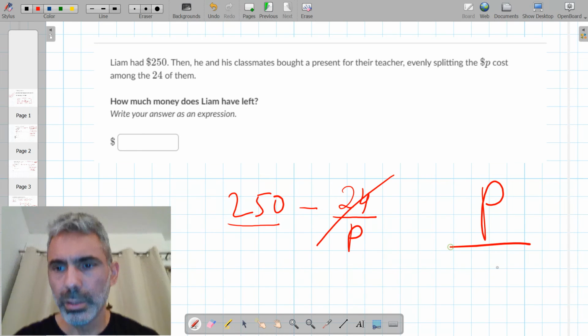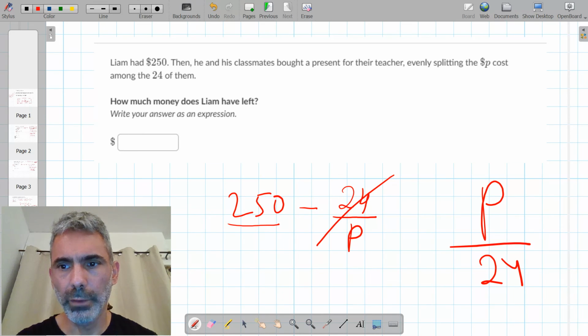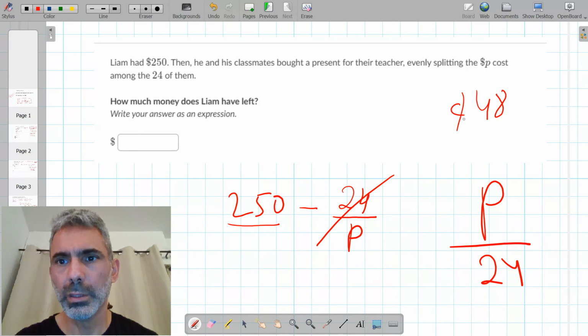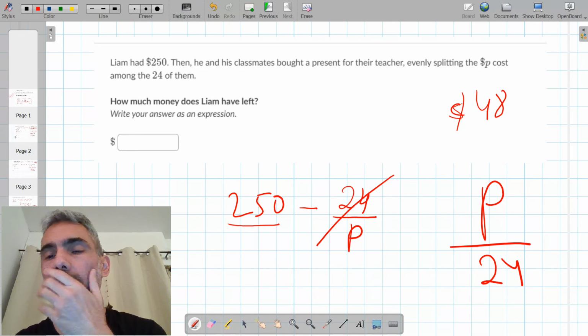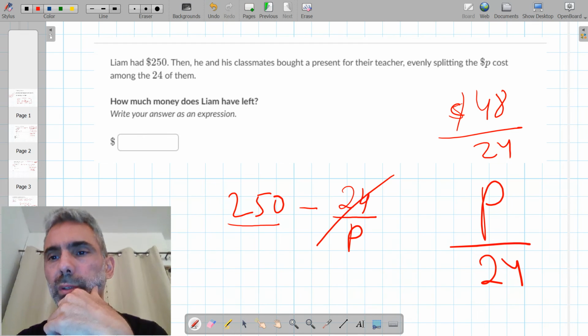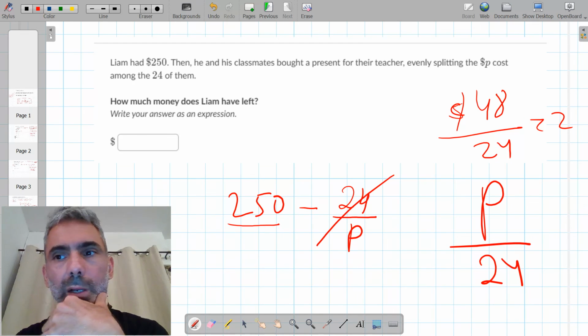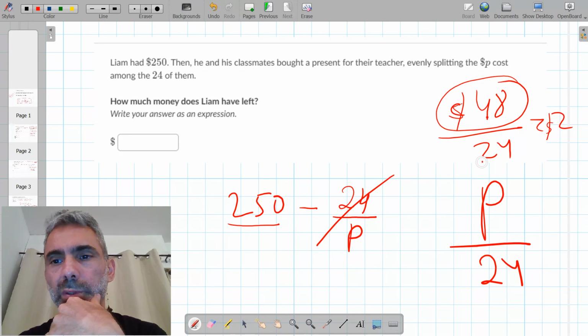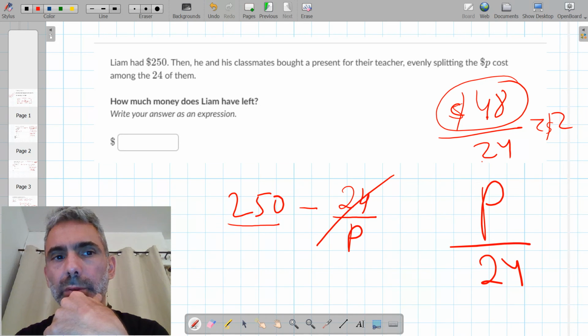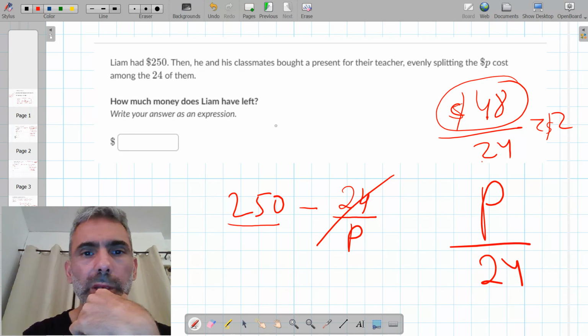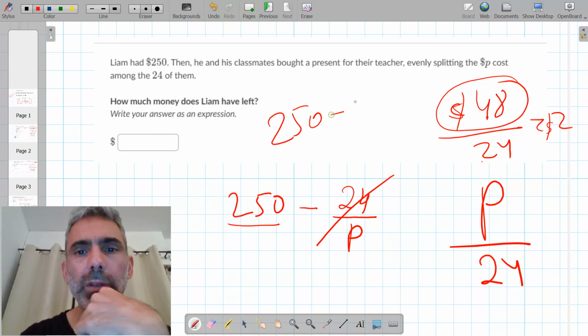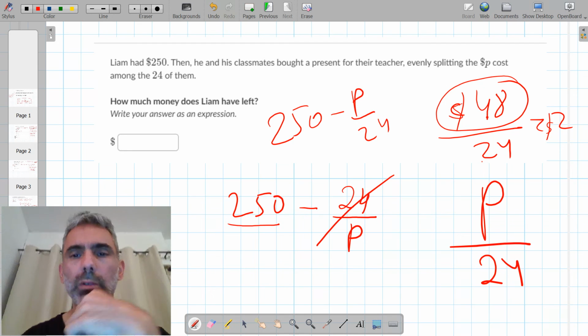We divide the cost by the number of students, not the number of students by the cost. Okay, if the present, let's say, cost $48, we need to divide $48 between the 24 students, and we get that each student paid $2 for the present. So we split the cost between the number of students, not the number of students by the cost. Okay, so it's P, so the expression is 250 minus P over 24.